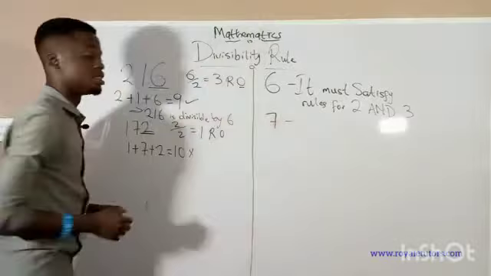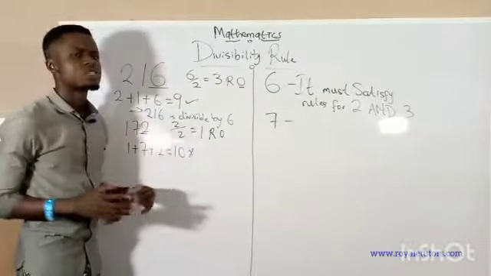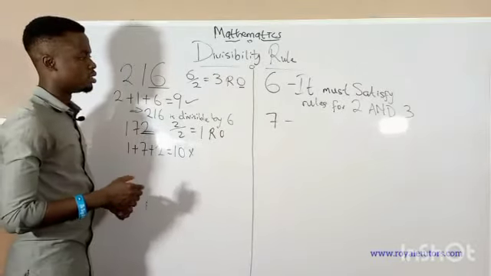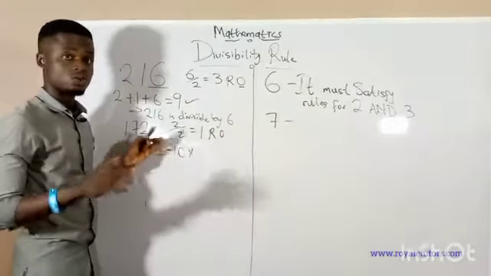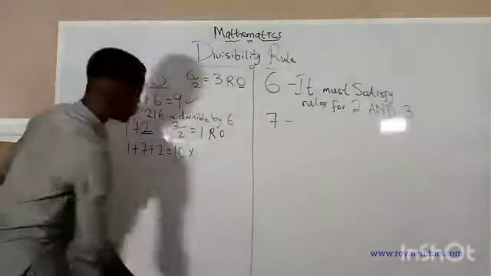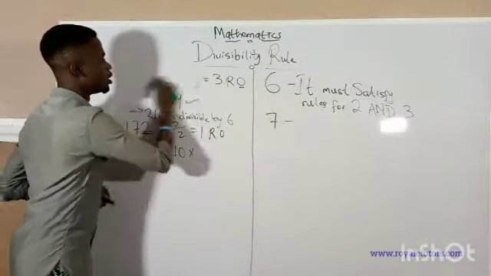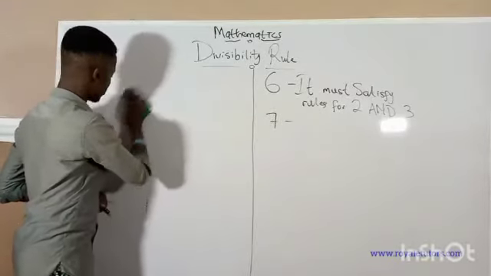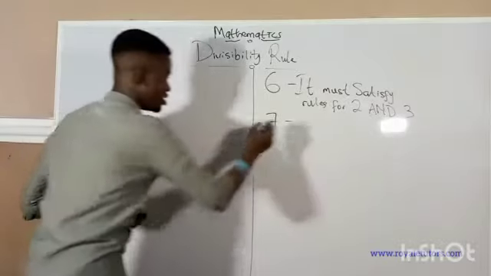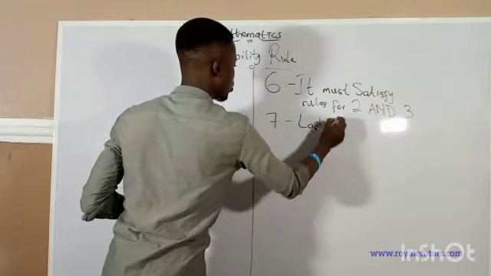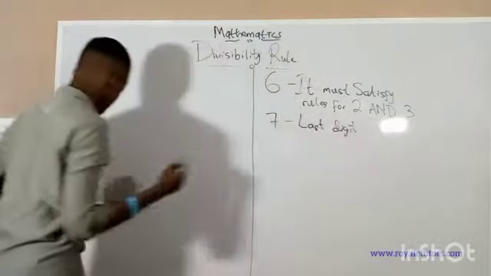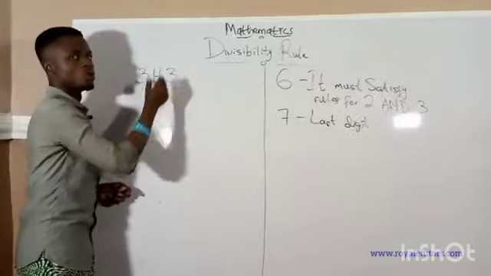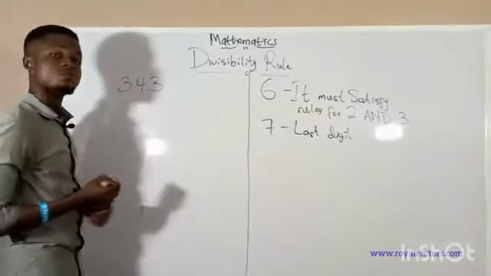How about for 7? When do you say that a number is divisible by 7? The divisibility rule for 7 is something that we will have to explain in detail with some little examples. But kindly follow me as we go ahead. You check for a number and you want to know if the number is divisible by 7. You work with the last digit, but not just the last digit. If you see the number 343, you want to know if 343 is divisible by 7.